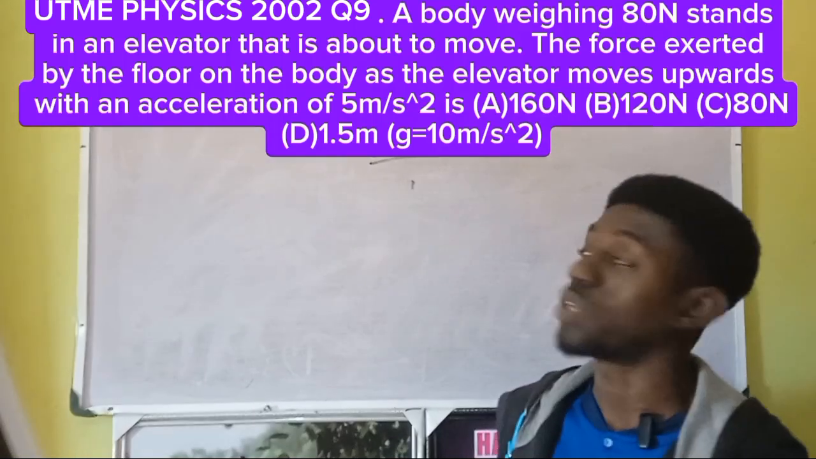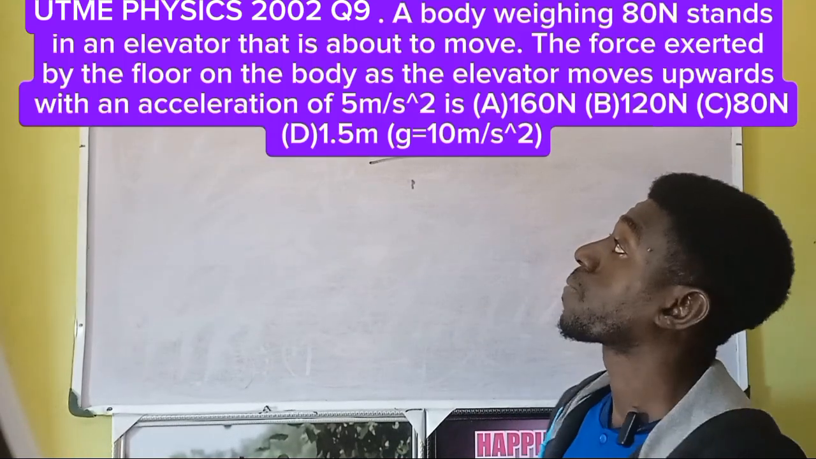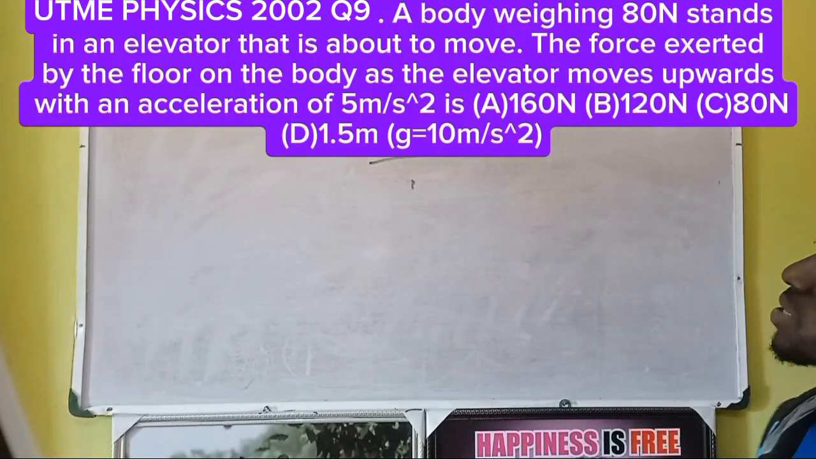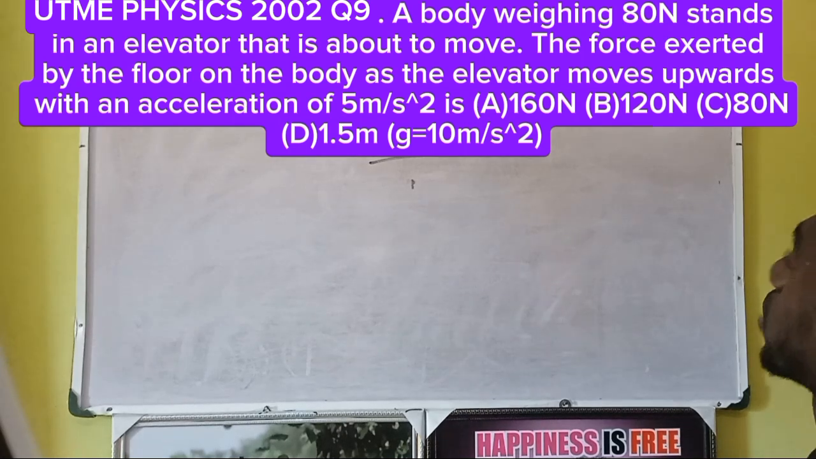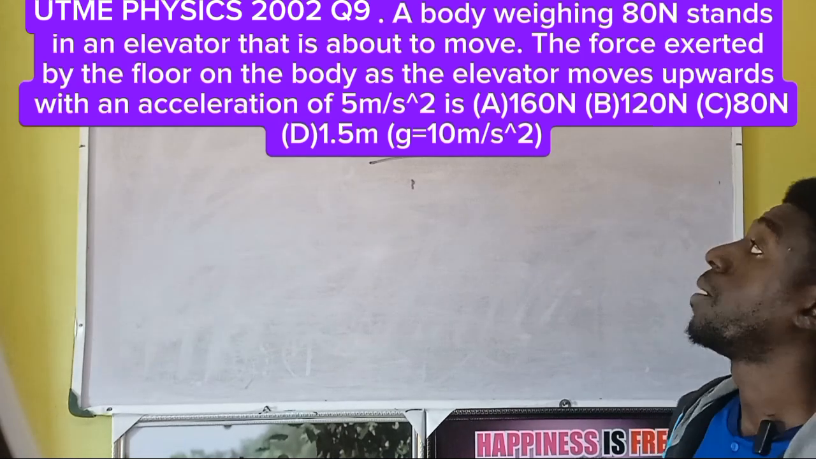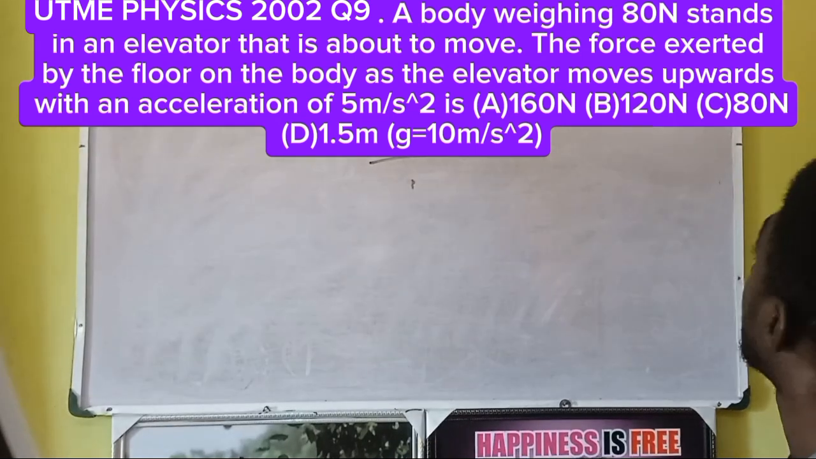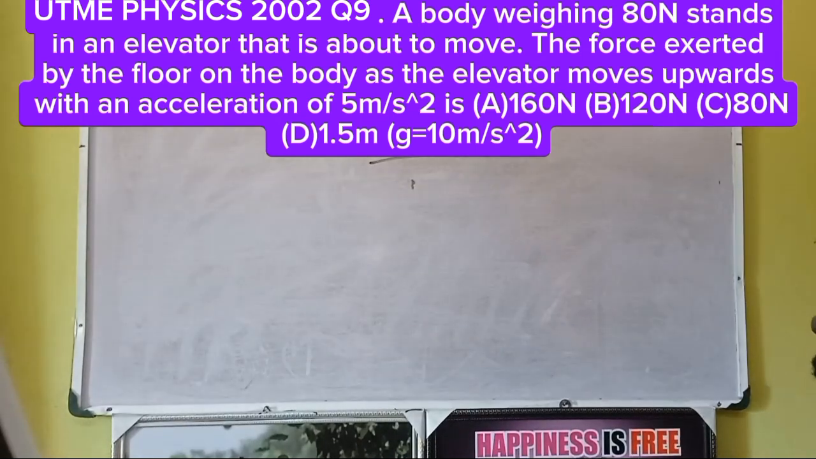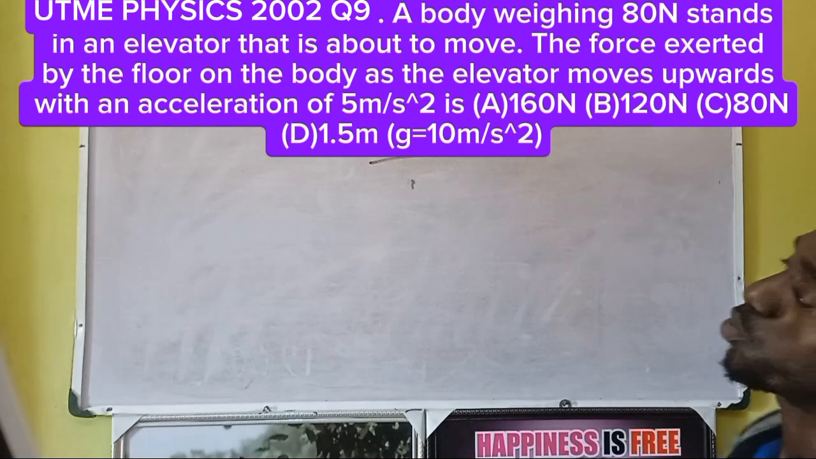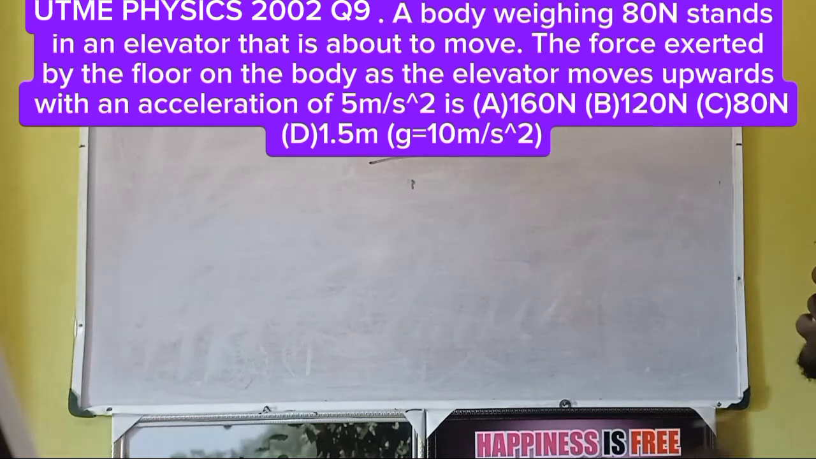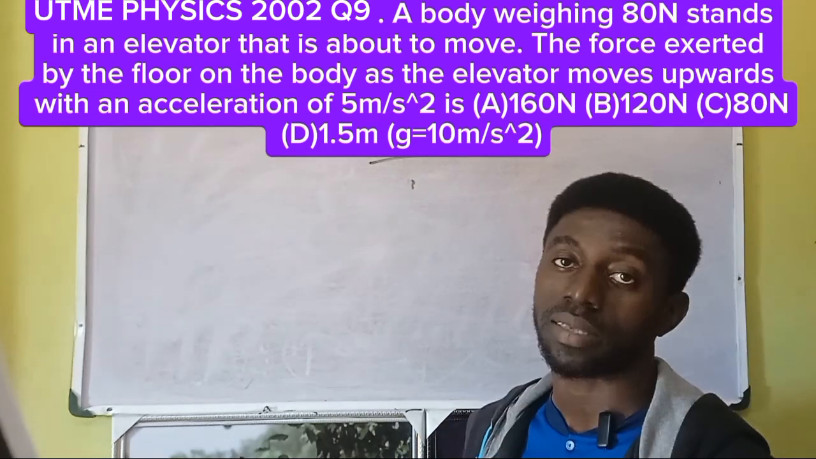Jump past question 2002. Question number 9. A body weighing 80 newtons stands in an elevator that is about to move. The force exerted by the floor on the body as the elevator moves upwards with an acceleration of 5 meters per second square is X.